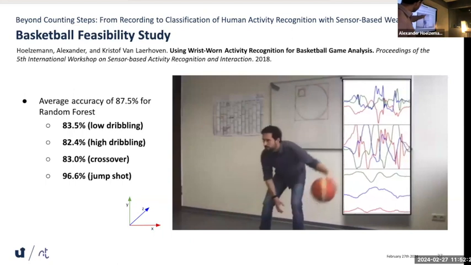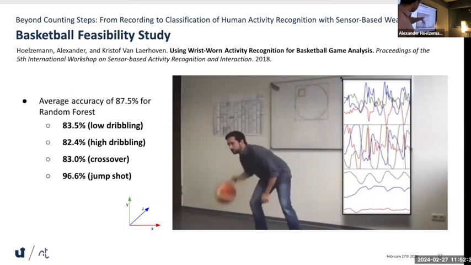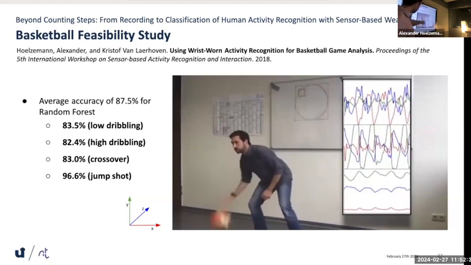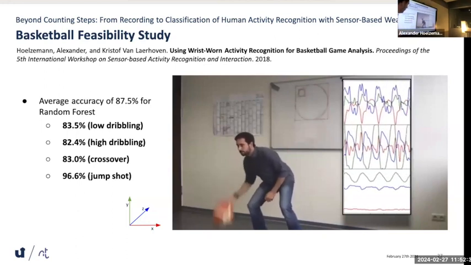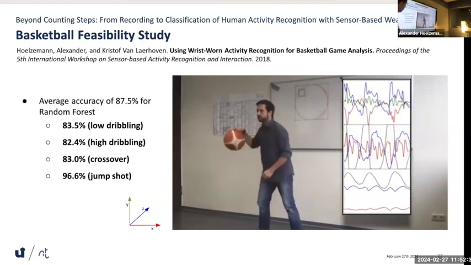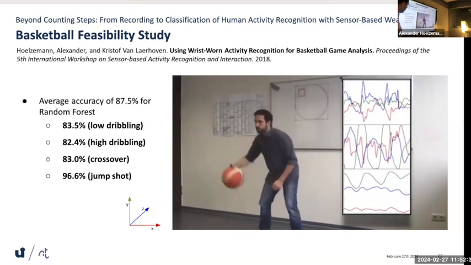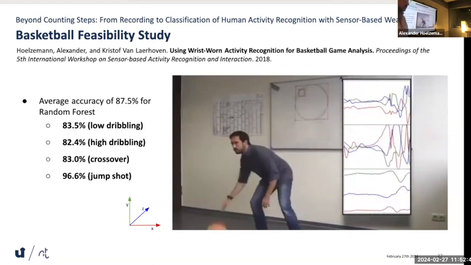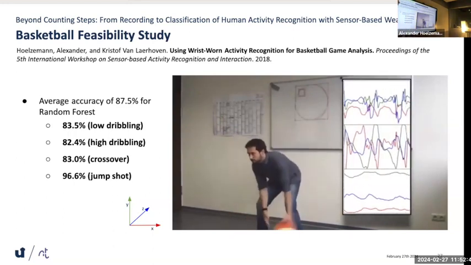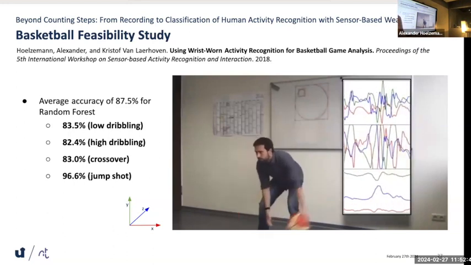You see at the top the accelerometer data, then comes the gyroscope, then comes the magnetometer. I'm wearing the sensor on my dominant hand, the right hand right now. And whenever there is a change in my dribbling, you can see a change in the signal. And these are basically the patterns that we are trying to recognize here in activity recognition.